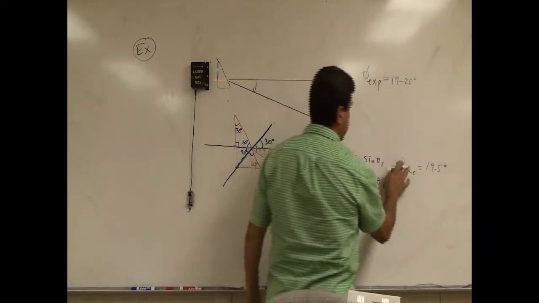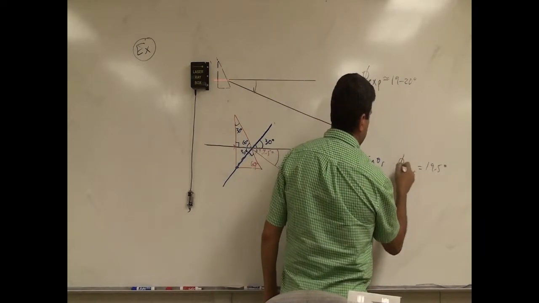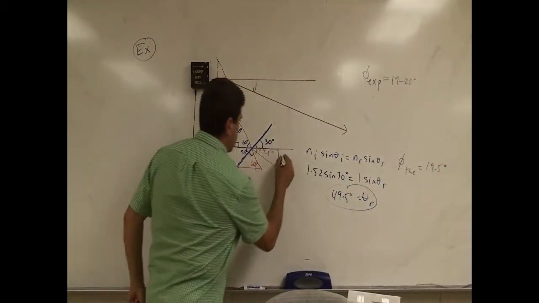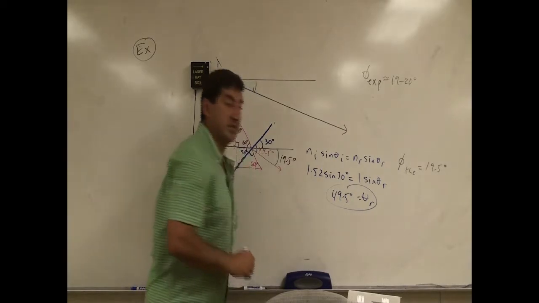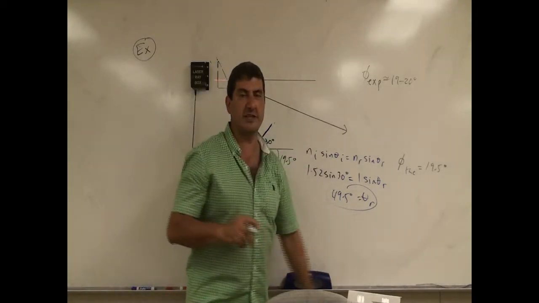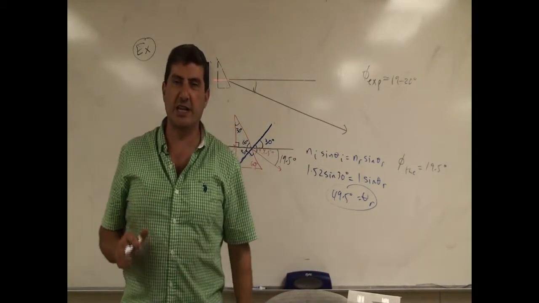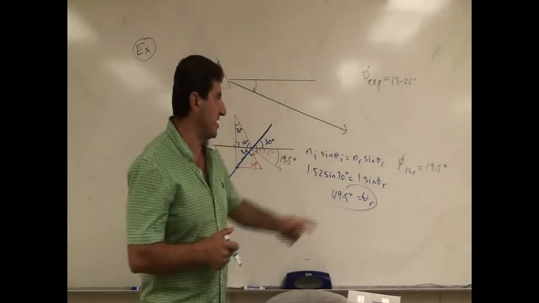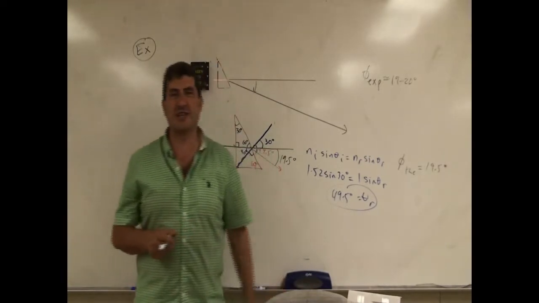Or I called it phi theoretical, which is going to be this missing piece down here, 19.5 degrees. This is perfect because when I did the experiment, I couldn't decide if it was between 19 and 20. So I could average it out, say 19.5 degrees, and my error will be 0% error, right?